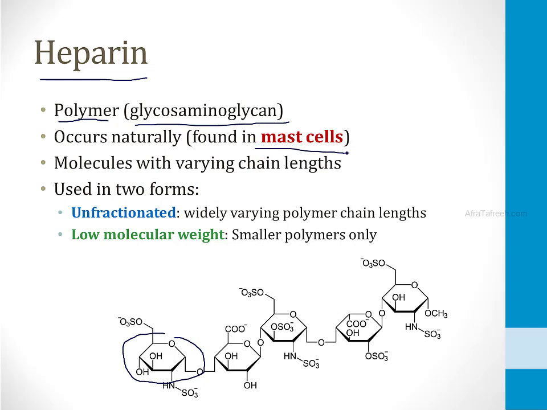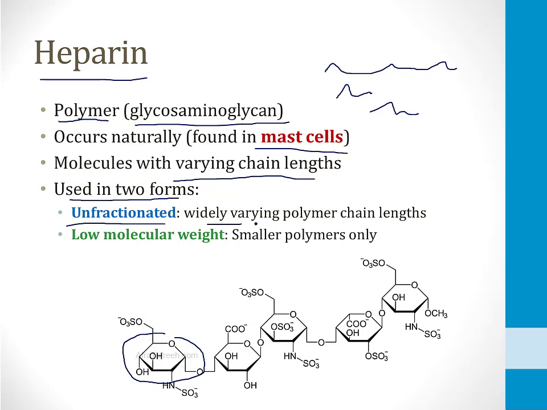And when you have a sample of heparin, you will find polymers of varying chain lengths. So for example, in a sample of heparin, some of the chains will be very long, some will be very short, and some will be in the middle. It's used clinically in two forms. The first form is called unfractionated heparin. When you administer this form of the drug, you are administering widely varying polymer chain lengths to the patient, and that has one set of effects which we'll talk about in a minute.